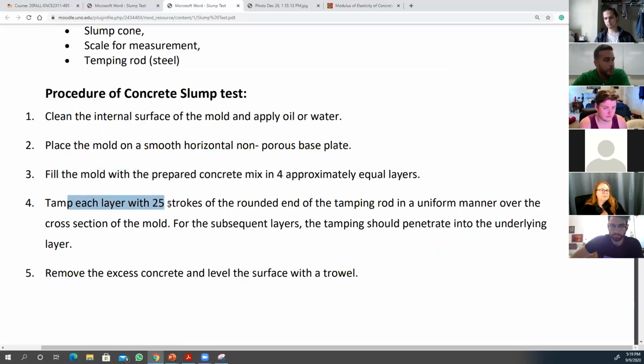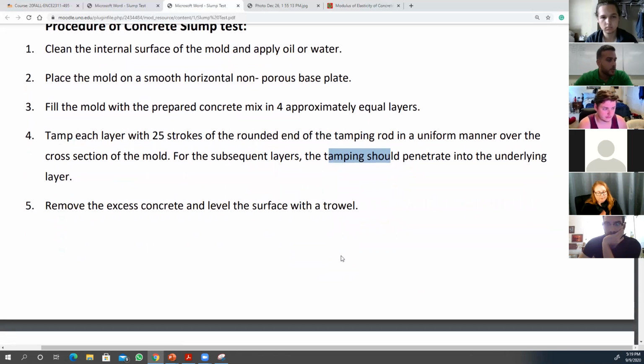Tamp each layer with 25 strokes of the rounded end of the tamping rod in a uniform manner over the cross-section of the mold. For the subsequent layers, the tamping should penetrate into the underlying layer. I have my rod. I'm going to water this rod, and I'm going to start tamping. Remove the excess concrete and level the surface with a trowel. I have my trowel here, so I can smooth the surface with this.